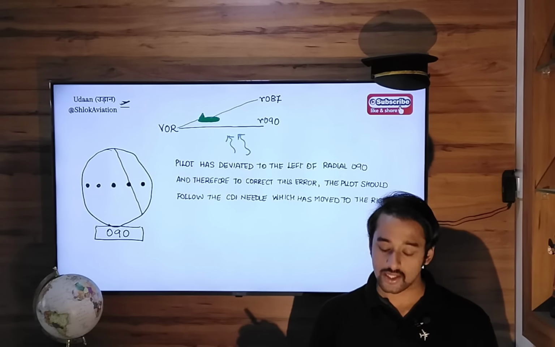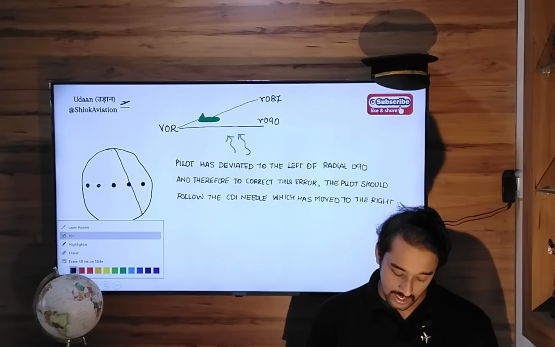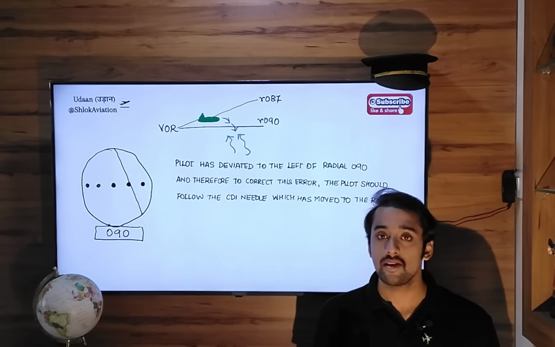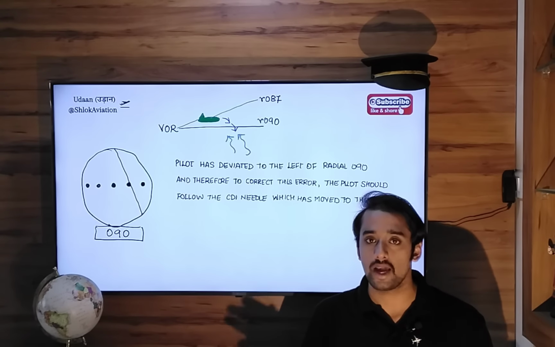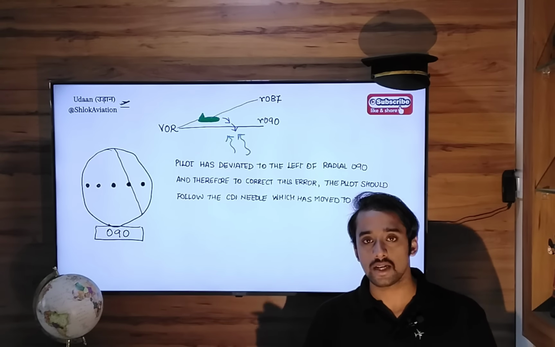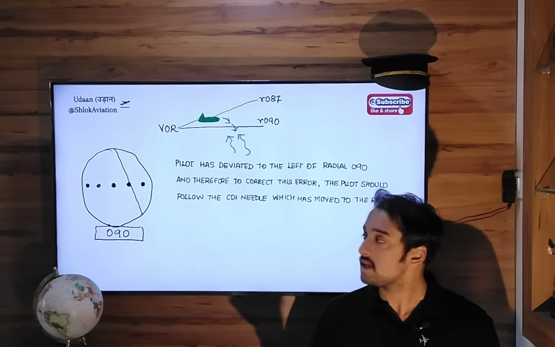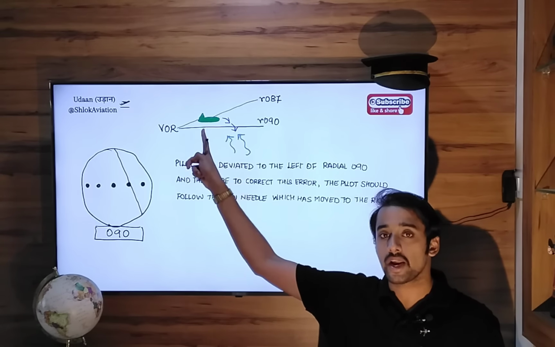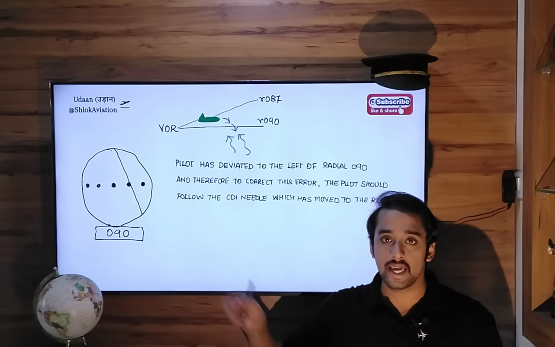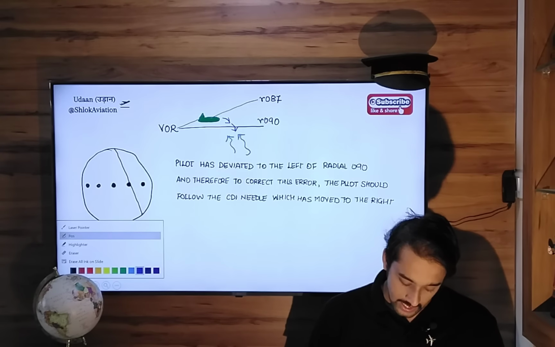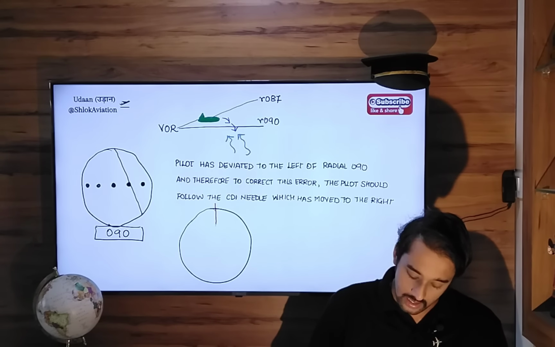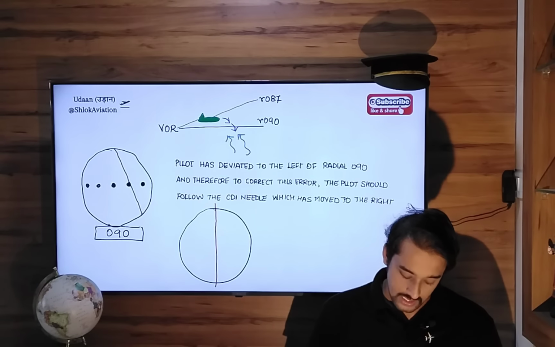Okay. Now in this case, the job of the pilot will be to turn his aircraft heading to the right hand side. He will keep turning his aircraft to the right and fly a particular heading. Let's say he will turn his aircraft 30 degrees right or 60 degrees right. Once he does that, he will follow that particular heading until he intercepts or crosses this radial 090. The moment he crosses radial 090, what will this same CDI needle do? It will come back in the center position.